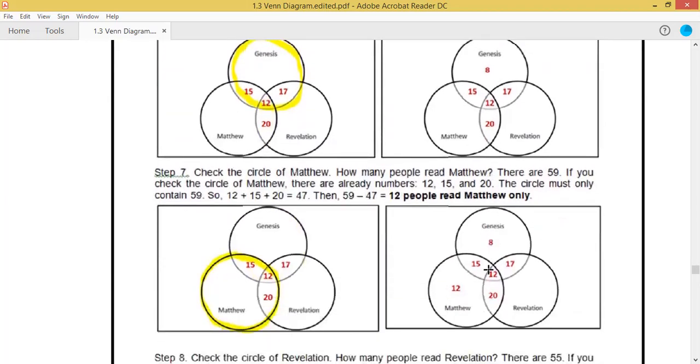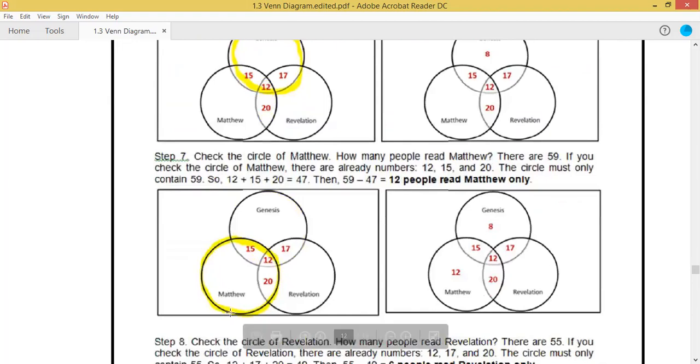How about for Matthew? We have another circle. There should be 59 inside. But if you add the numbers, we only have 15 plus 12 plus 20. That's 47. So we subtract 59 minus 47. So we write 12 here. 12 people read Matthew only.